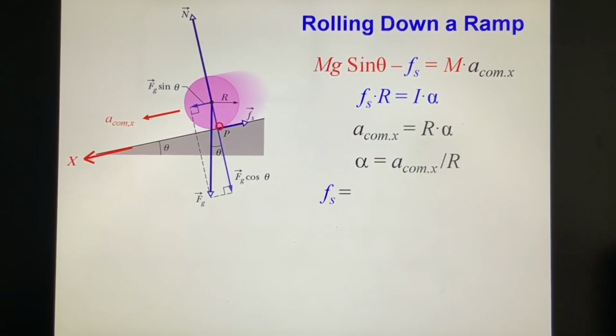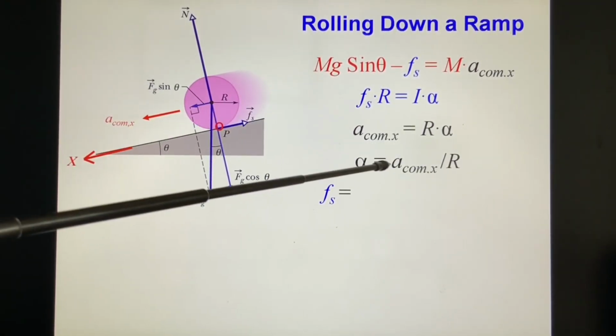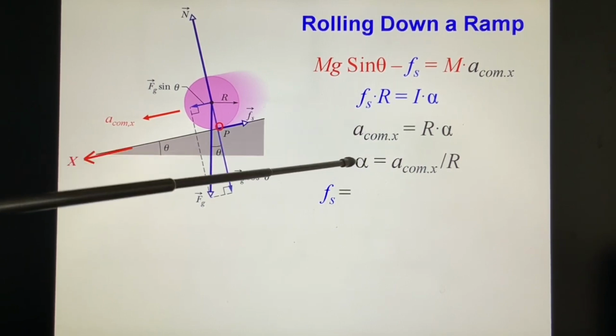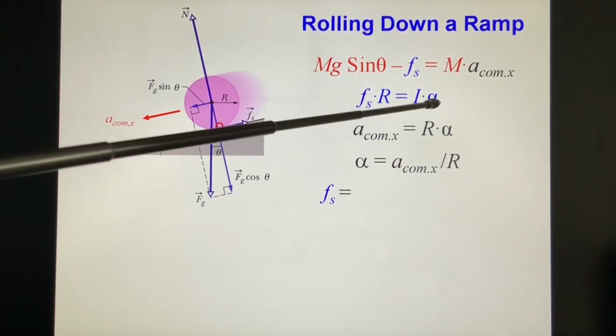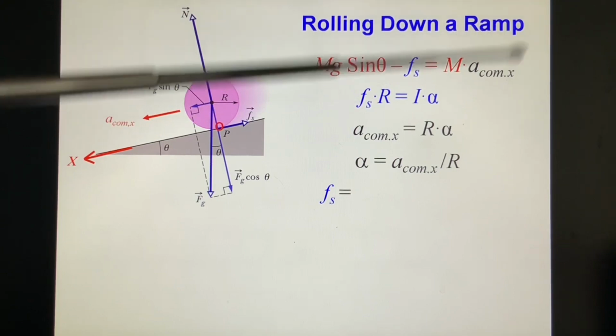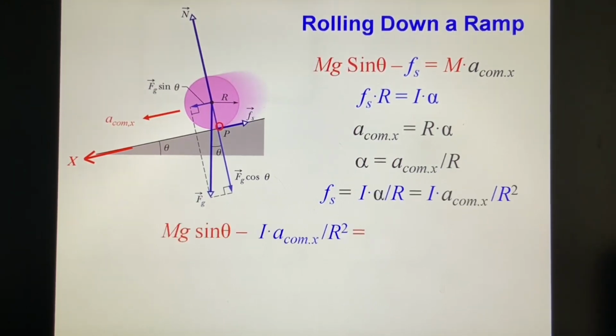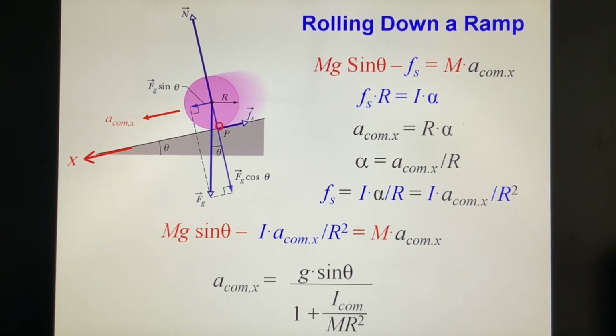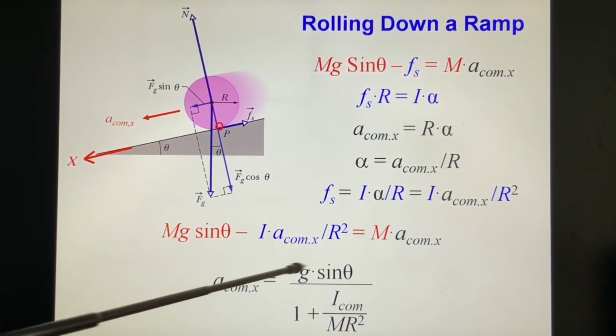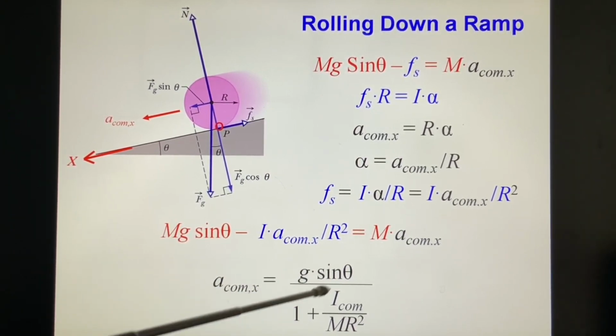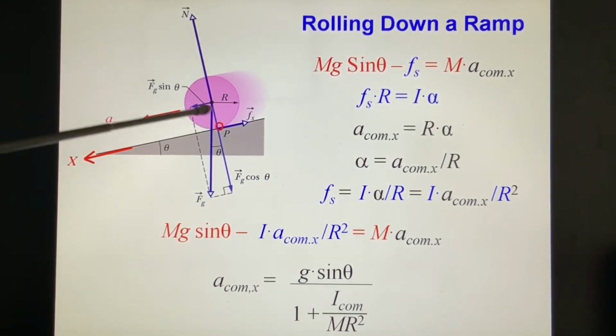Now I'll just give the answer. From this one, we can get alpha in terms of a, and that's a very simple one. Now I want to discuss the answer. The acceleration a is g sine theta over 1 plus I com over m r squared. I com is the inertia about the center of mass.